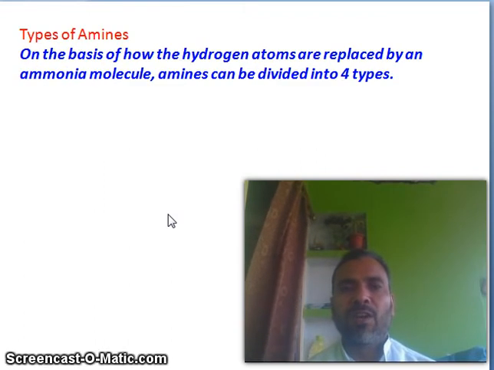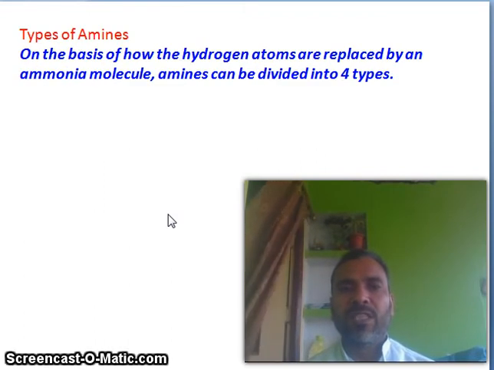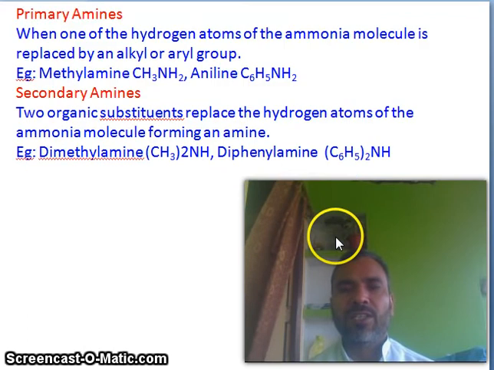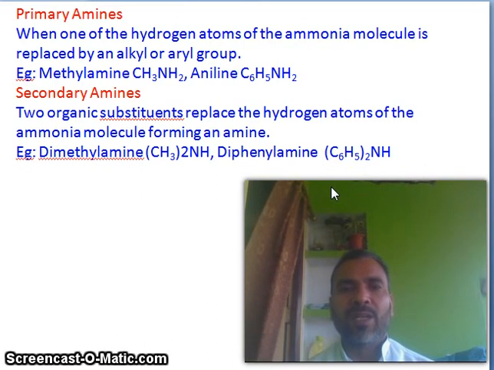So we already discussed the types of amines. On the basis of how the hydrogen atoms of an ammonia molecule are replaced, amines can be divided into types. You can see this is ammonia, this is primary, this is secondary, and this is tertiary amine. Primary amines: when one of the hydrogen atoms of the ammonia molecule is replaced by an alkyl or aryl group. Examples of primary amines are methylamine and aniline.